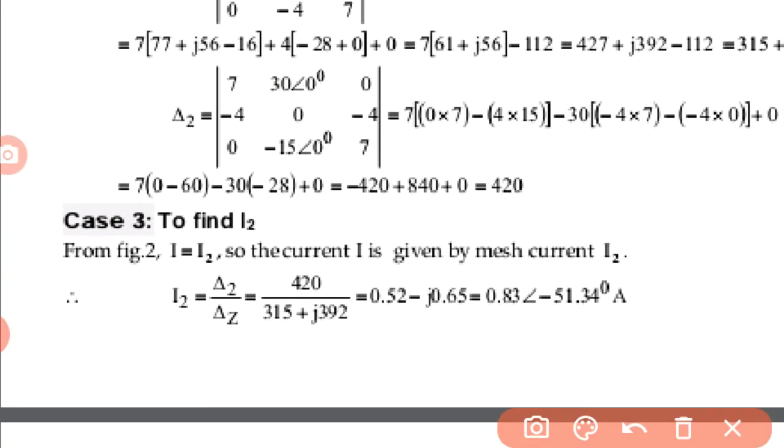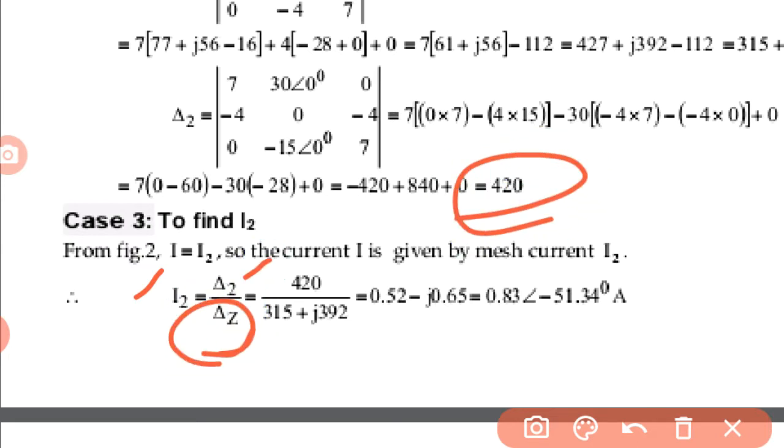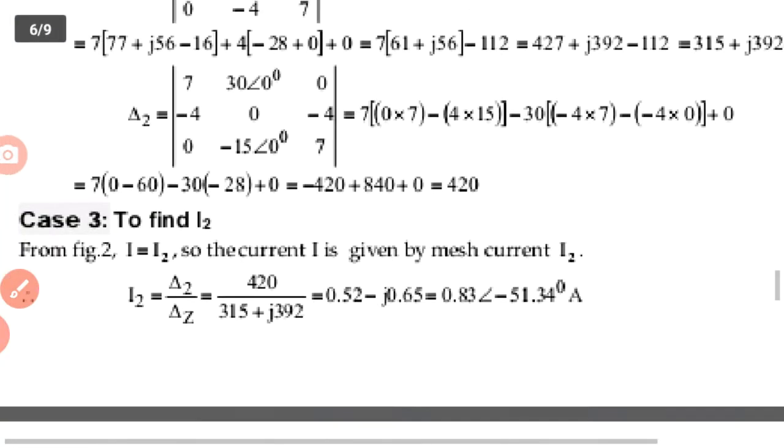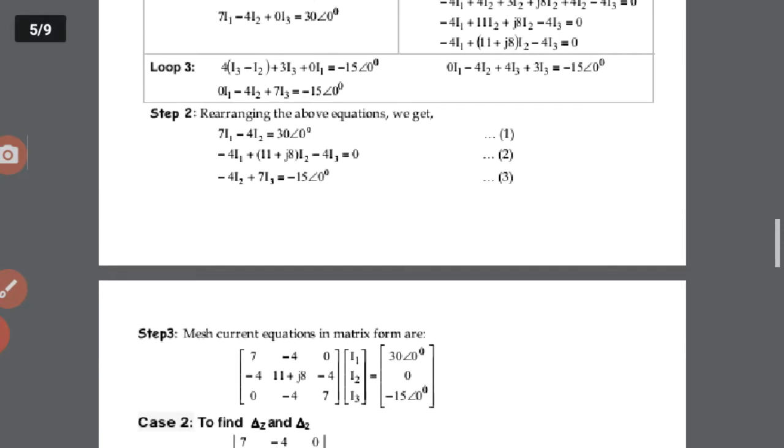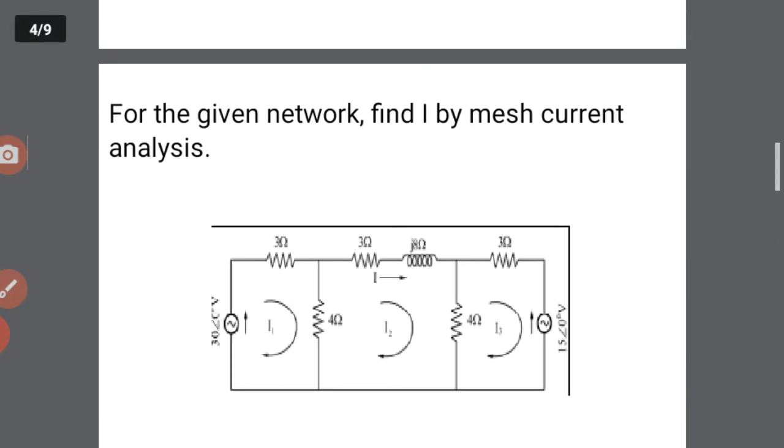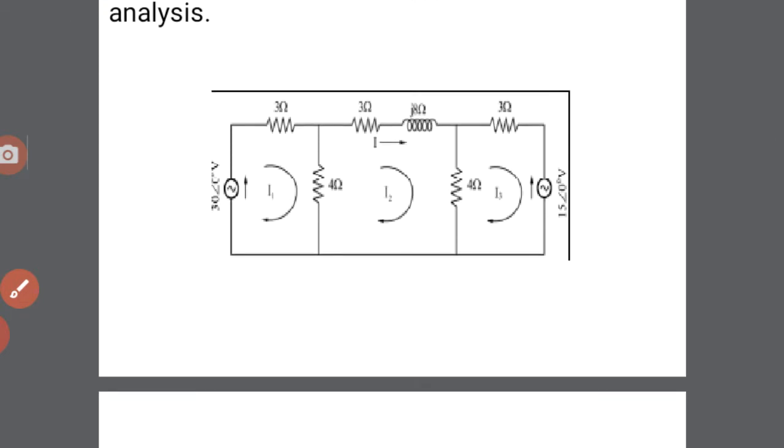After that, I2 is equal to delta 2 by delta Z. We have already found delta 2 and delta Z. So 420 by 315 plus j392, and finally we get the value 0.83 angle minus 51.34. In this way we find the value of the current; here the I2 current is to be determined. I2 is placed in the second loop, so we have to find the current flowing through the second loop, that is I2.